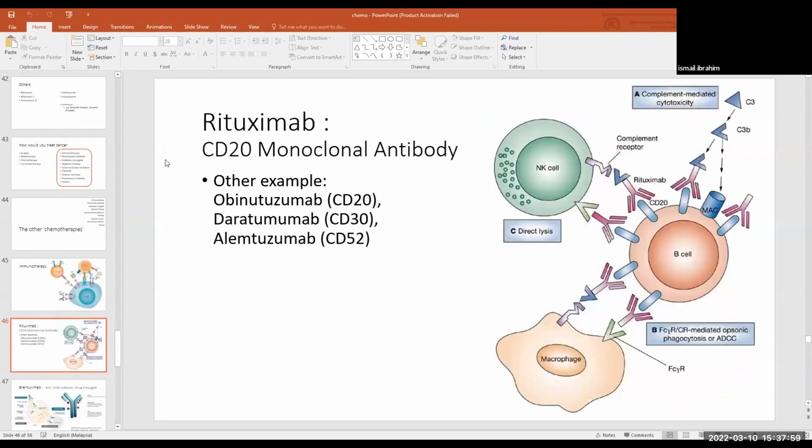So rituximab is an example of a monoclonal antibody. We use it a lot in lymphoma. The new CD20 monoclonal antibody is obinutuzumab. Daratumumab, which is not CD30, is CD38. Sorry, that's wrong. It targets multiple myeloma. Alemtuzumab is Campath, which was also used previously for CLL.